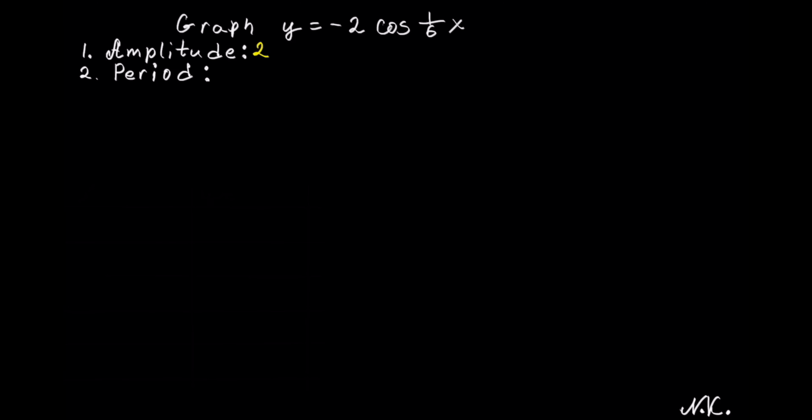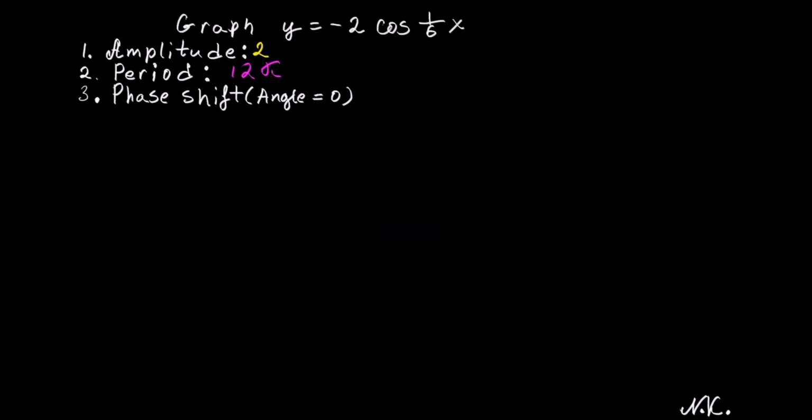The next thing we need to calculate is the period, and the period is always calculated by taking 2 pi and dividing it by the coefficient of x, and in this case it's 1/6. In order to simplify this, we keep the first thing as is, so 2 pi. We change division into multiplication and flip the second fraction, so we get 6 over 1. So the period is equal to 2 times 6, which is 12 pi. Period is 12 pi.